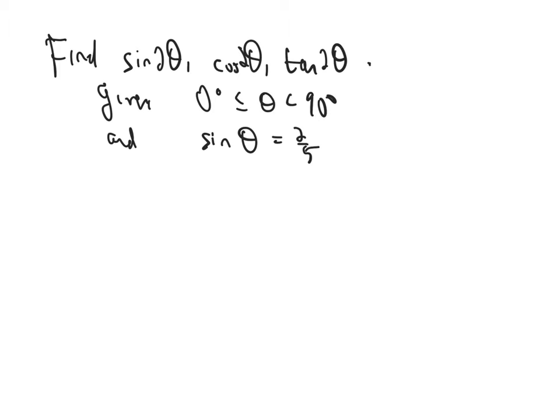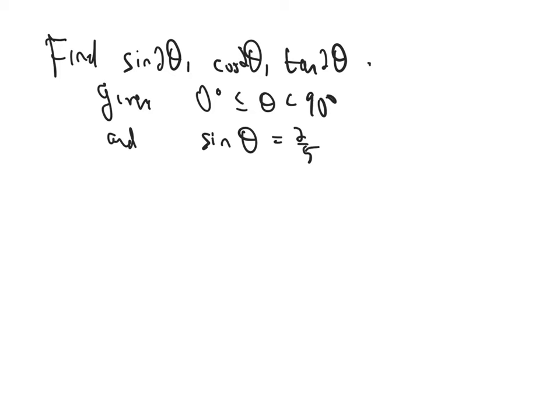We're asked to find the values of sine 2 theta, cosine of 2 theta, and tangent of 2 theta, given the fact that theta is between 0 and 90 degrees, and that sine of theta is 2/5. We want the exact value, so we can't just use a calculator to get the inverse sine of 2/5 and see what comes out. We need to go through the information that was given.